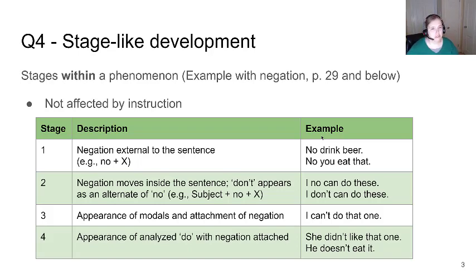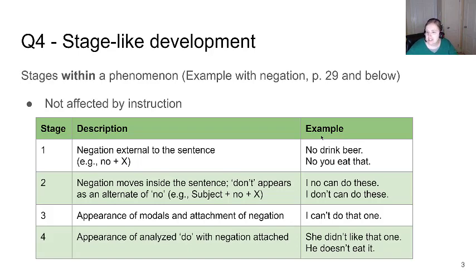So I'm not sure right now who originally gave these examples. I would think our book would know. Stage 3, appearance of modals, right? So modals like can and should. Before that, you're not seeing them with negation, right? And the attachment of negation to these. Now, this is not saying whether or not you have modals. It's saying whether you're seeing modals with negation.